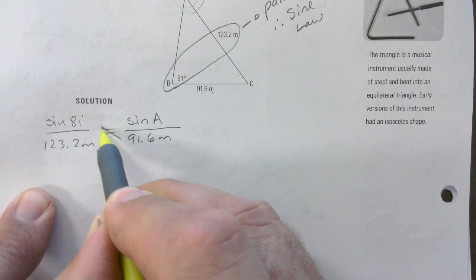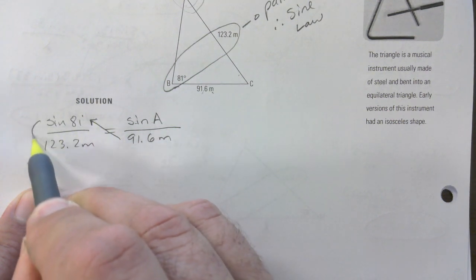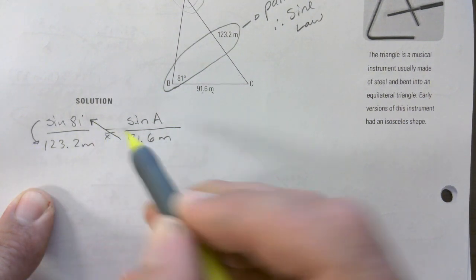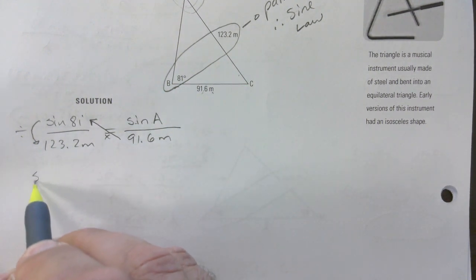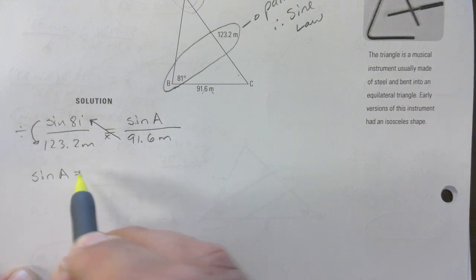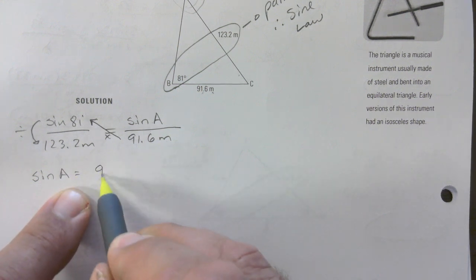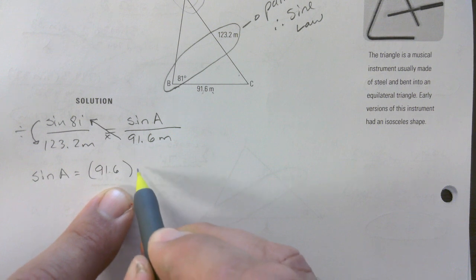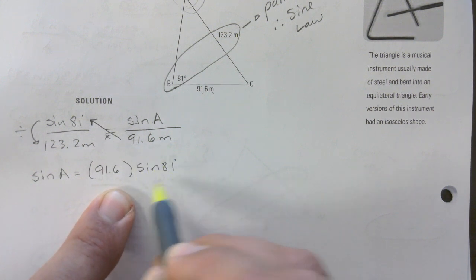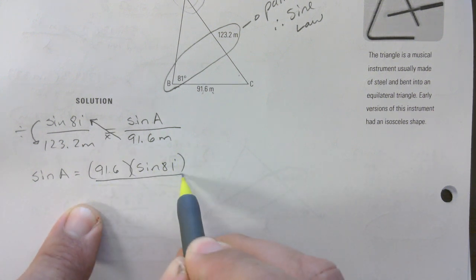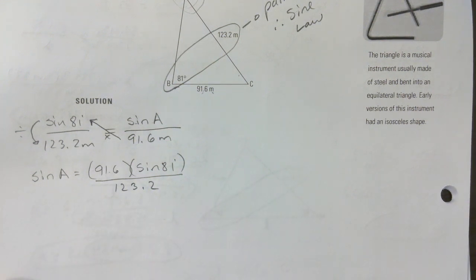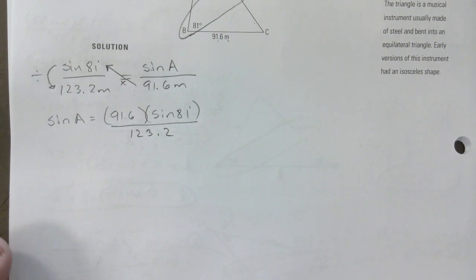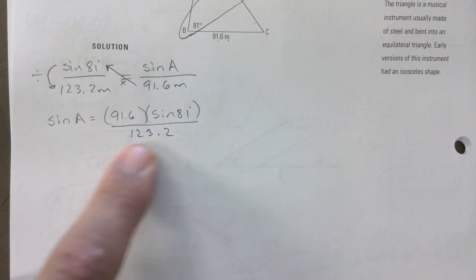So we cross multiply and divide. We keep sine A as is, and on the other side, it's 91.6 times sine of 81 divided by 123.2. So in essence, it's the same as before, the way we set it up, the way we cross multiply and divide.